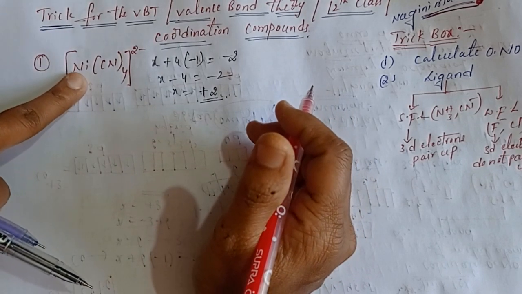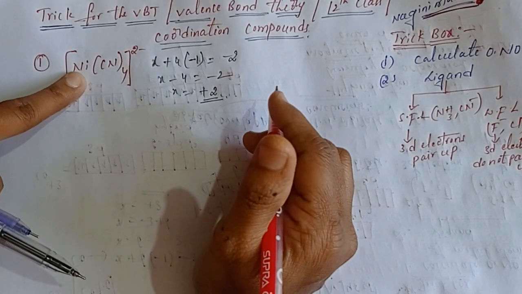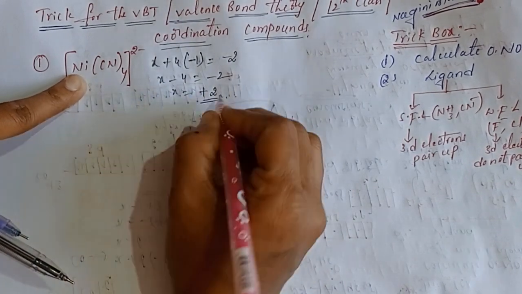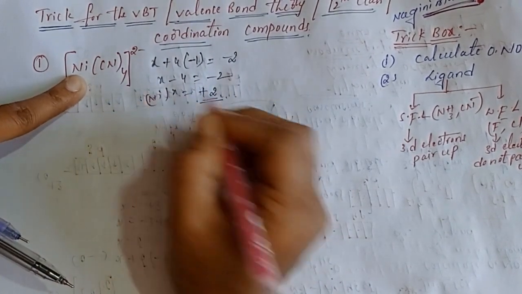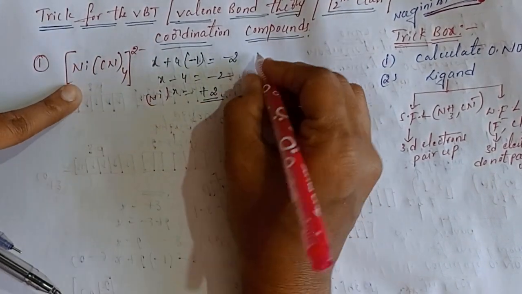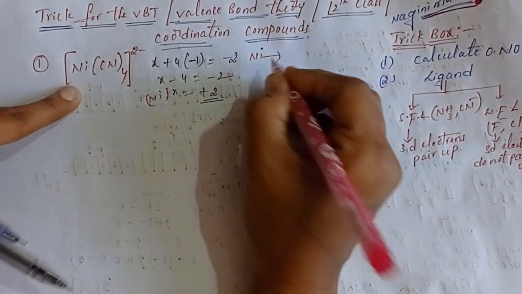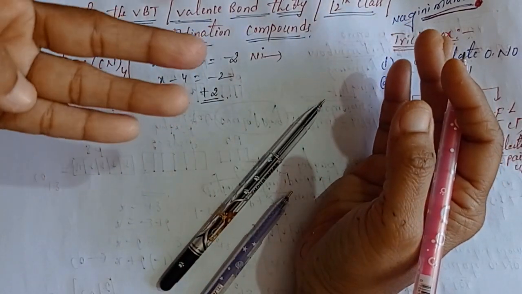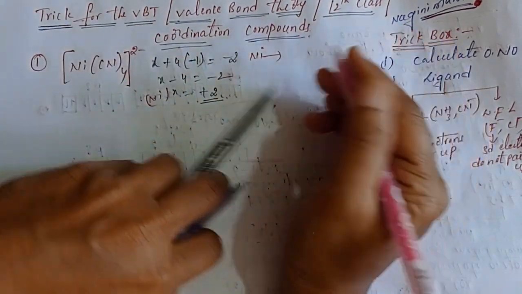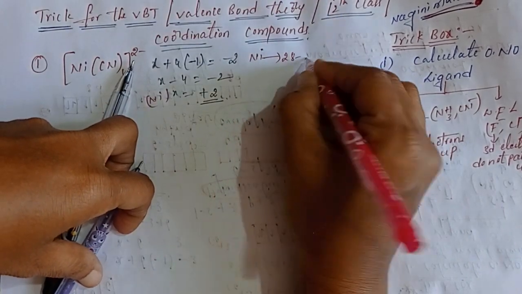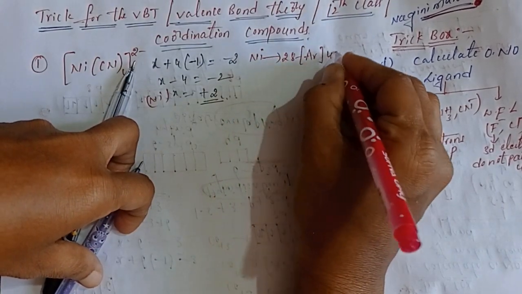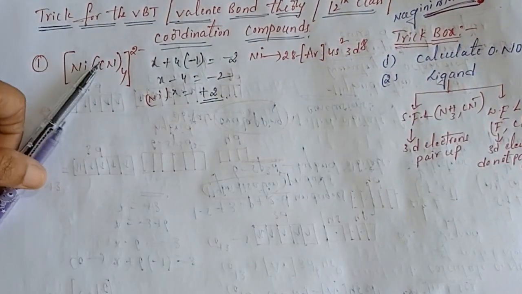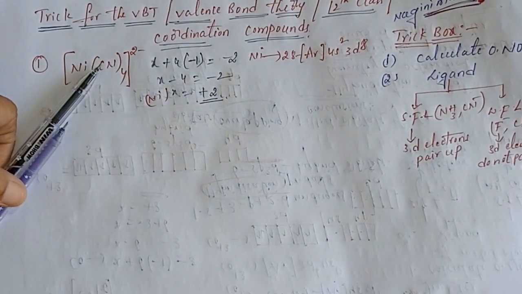Now, the atomic number. Take the nickel atomic number first. Nickel's oxidation number is plus 2. Nickel atomic number, tell me: scandium, titanium, vanadium, chromium, manganese, iron, cobalt, nickel, so 28. The nickel atomic number is 28. Electronic configuration: argon 4s2 3d8. Are you clear? Argon 4s2 3d8.